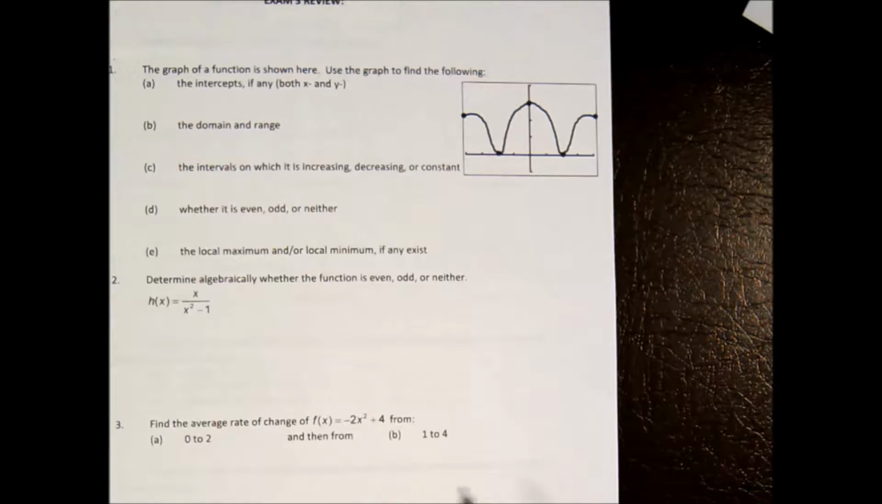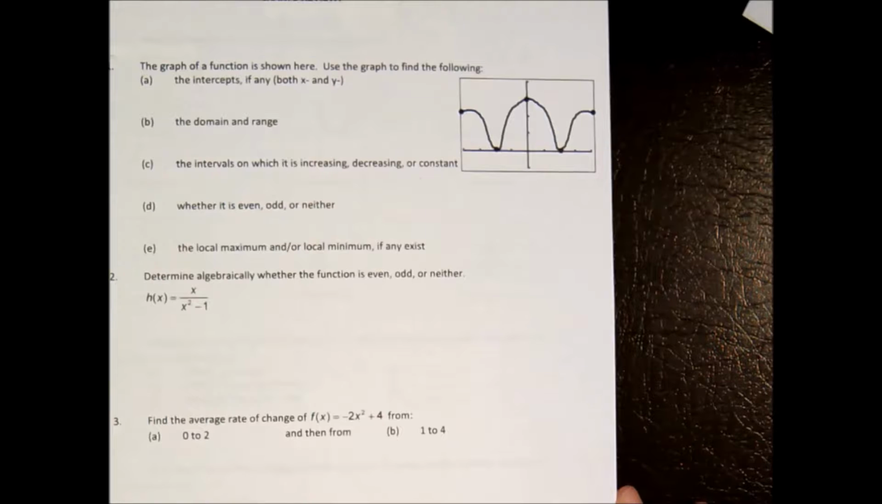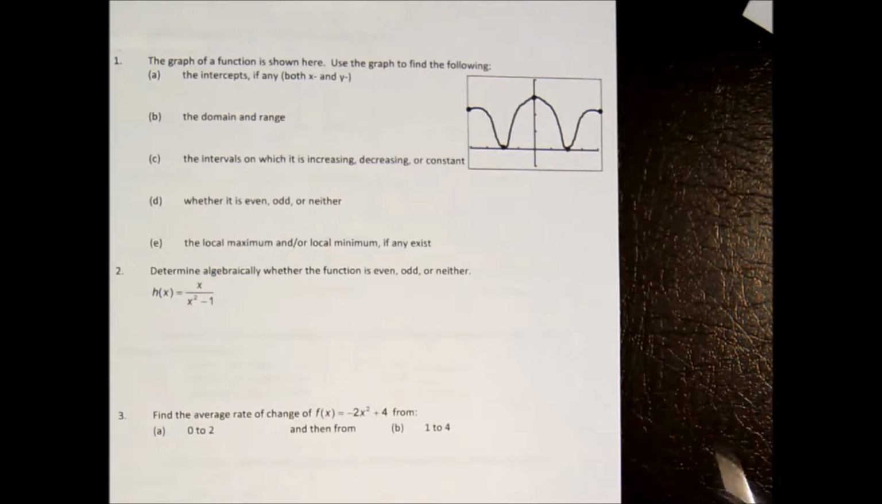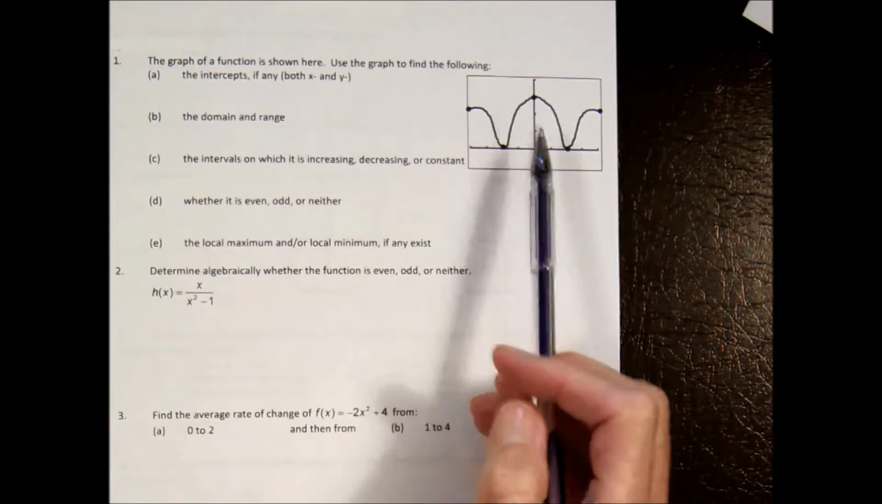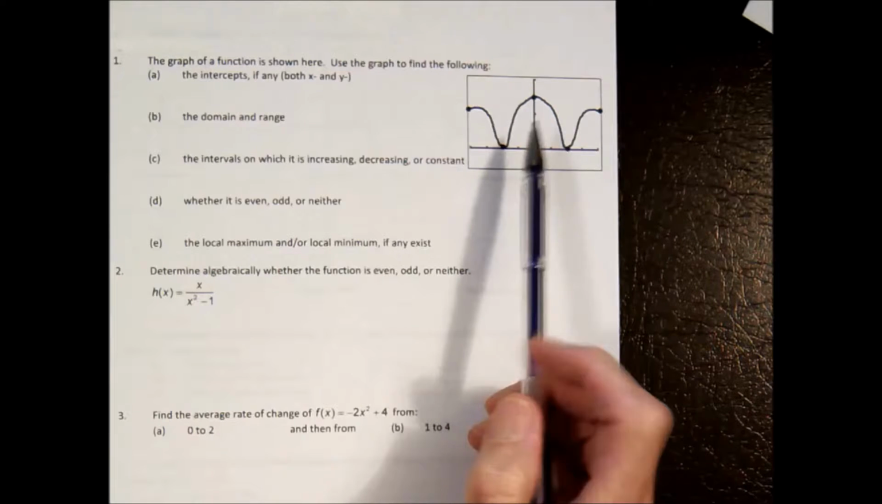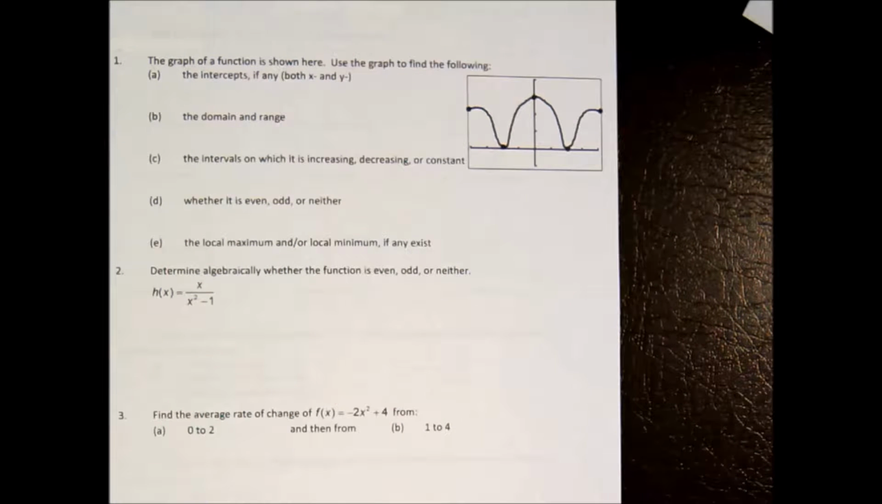This is your exam number 3 review. So if you will look at the top of your notes, it says the graph of a function is shown here. So you see your graph, and we're going to use that graph to find the following. First, we want the intercepts, if there are any, both the x and the y.